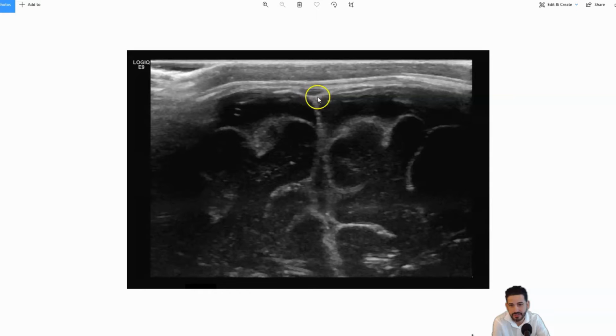This is the superior sagittal sinus. And you can see there are little echogenic lines here. Those are vessels. Those are perforating vessels in the arachnoid matter. And that's normal. So again, it would be dura mater, arachnoid space, and then pia mater on the brain.